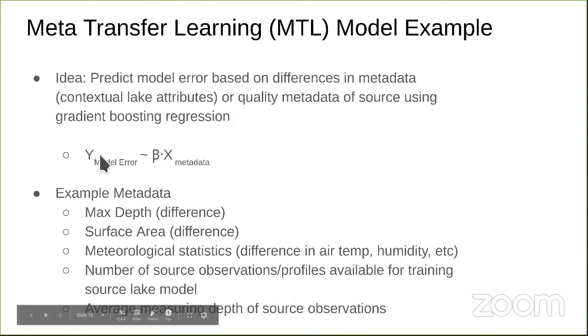And then in mathematical format, the response variable here would be the model error when transferring source to target. That's built off the metadata that I talked about earlier. There are some examples here. The model we choose to use for this regression task is gradient boosting regression. This outperformed several other methods like random forest regression, support vector regression, linear regression, and neural network when applied using cross-validation to the source model set.